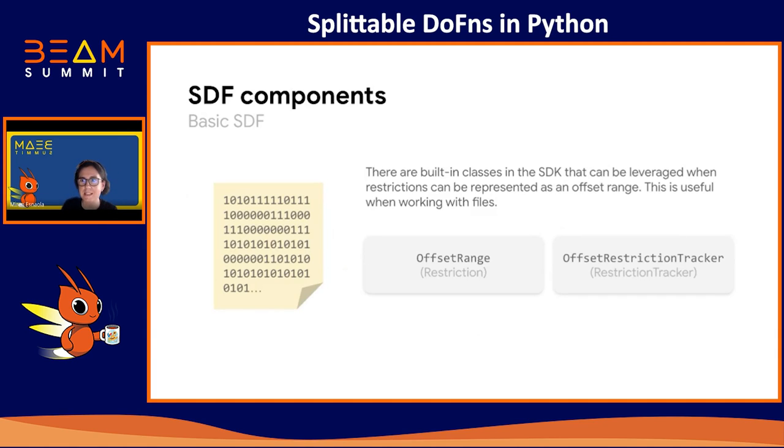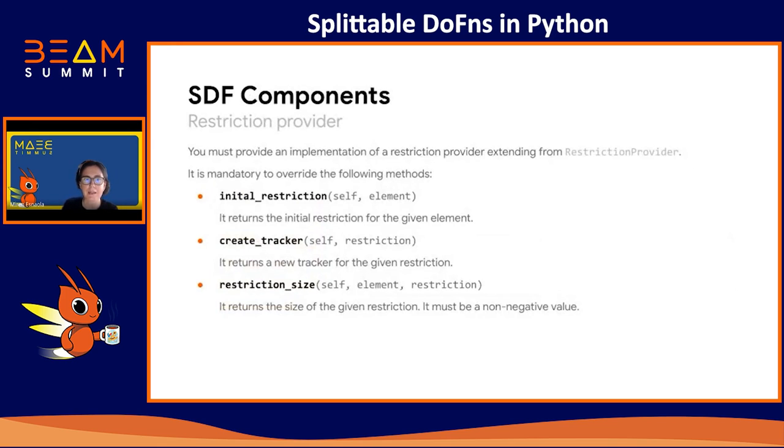For some scenarios, for instance if I am working with files, I can represent restrictions as offset ranges. In the SDK you already have implementations for working with ranges. So you have a class called OffsetRange that represents a restriction and the OffsetRestrictionTracker, so you can use them in your code. For other scenarios, it might be that you cannot work with these and you have to do your own implementations. So let's look at what I need to do when approaching the implementation.